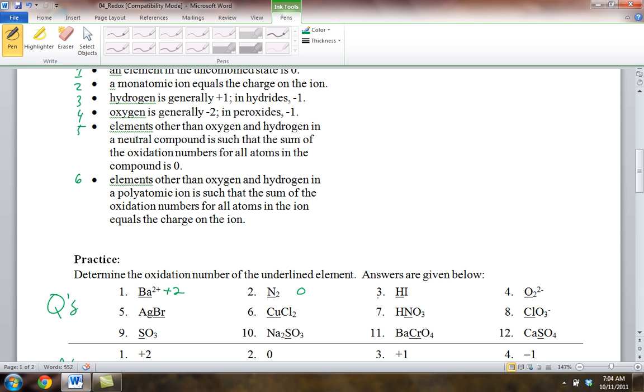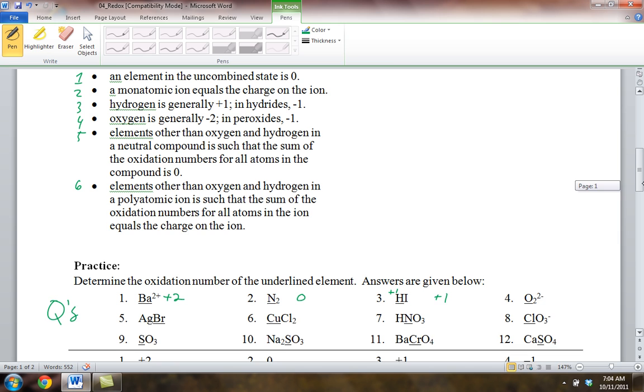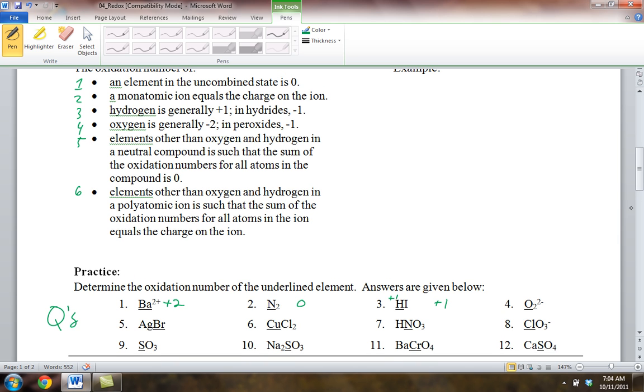So let's look at number 3. That is an example of that. Hydrogen is bonded to a non-metal, so the oxidation state of hydrogen is +1. Our answer would be +1. Rule number 4 says oxygen is generally -2. In peroxides, it's -1. You should remember that the polyatomic ion peroxide is O2 2-, so each oxygen is going to have an oxidation state of -1.